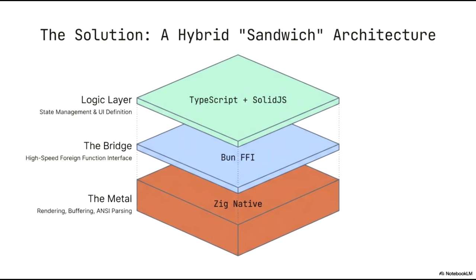Below this, the bridge utilizes Bun's high-speed foreign function interface to facilitate near-instant communication between our high-level code and the underlying system. At the base of the stack is the metal, where Zig native executes performance-critical tasks like rendering, buffering, and ANSI parsing. By offloading these intensive operations to a low-level language while maintaining a modern front-end stack, we achieve a highly responsive user experience without compromising on code maintainability.